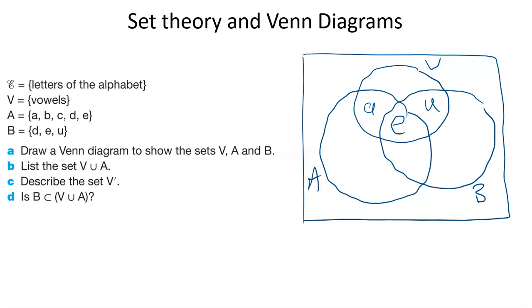Well, if we look at what's in A and B, they share a D and an E, but we've already got the E, so D goes there. Now, everything left in V goes here, so A, E, I, and O. A is A, B, C, D, E. And this one is D, E, U. So actually everything it has is shared with something else.